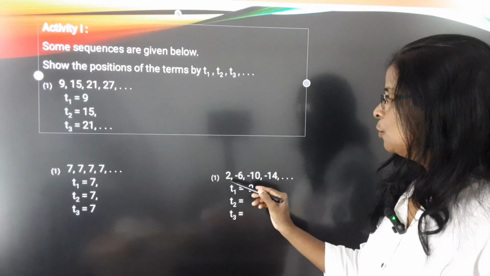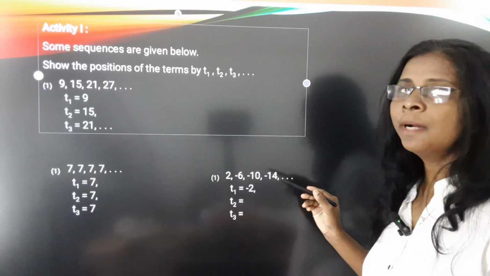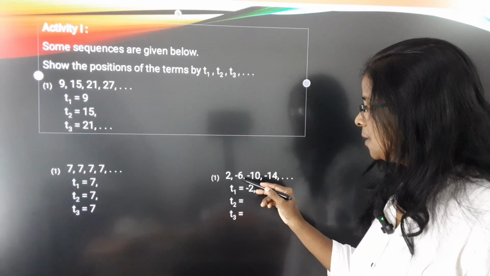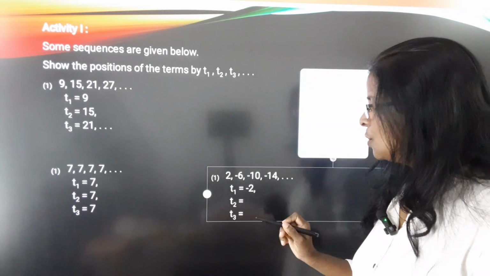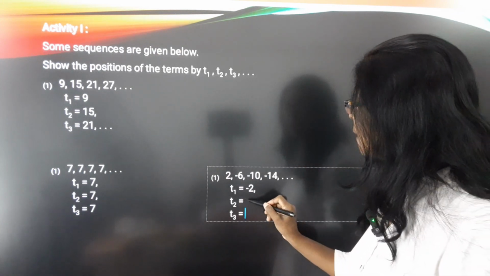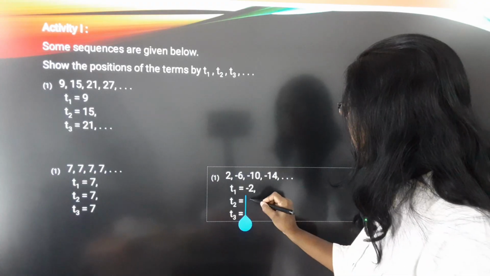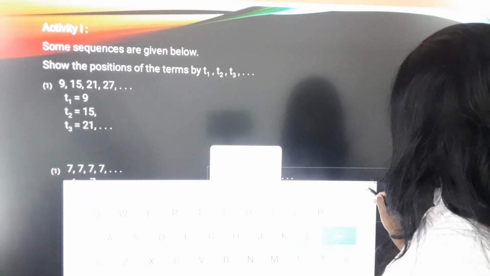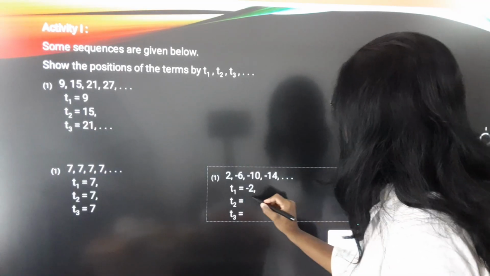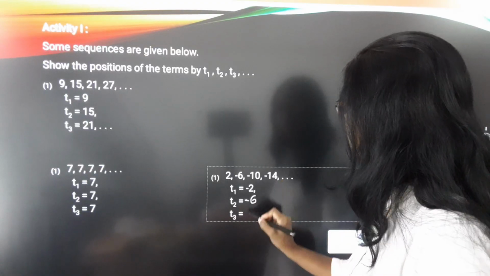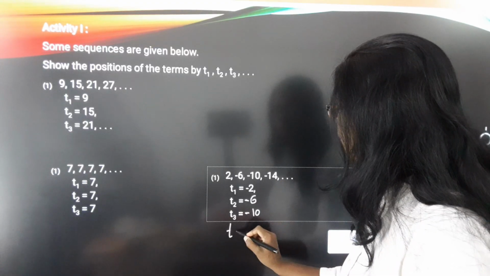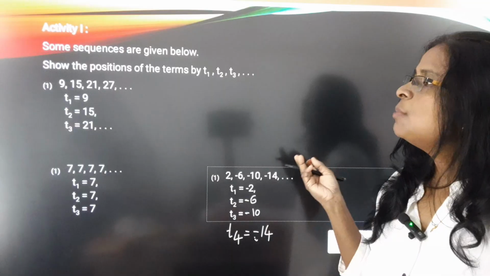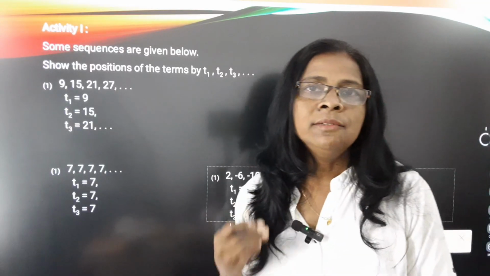Now in the third example: minus 2, minus 6, minus 10, minus 14, dot dot dot, students. Here T1, the first term, is equal to minus 2, T2, the second term, is equal to minus 6, T3 is minus 10, and we can write T4 is equal to minus 14 also. In such a way we can represent the position of the terms by T1, T2, T3.